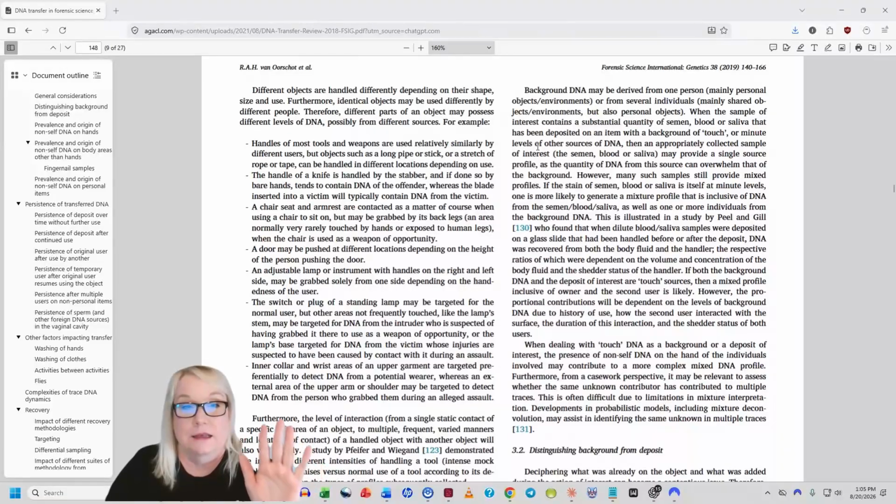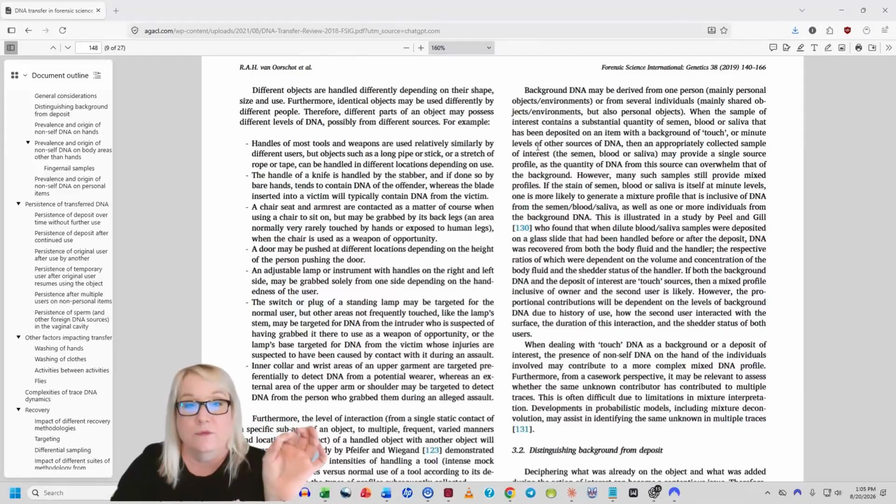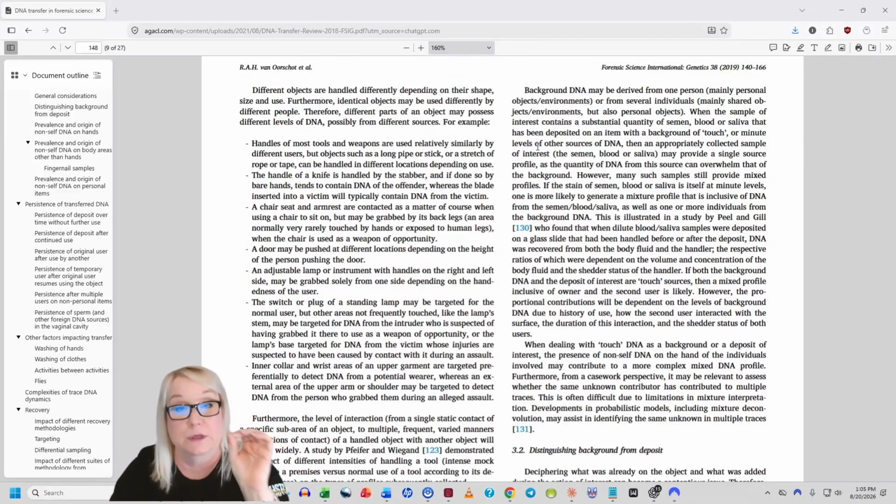All right. Different objects are handled differently depending on their shape, size, and use. Furthermore, identical objects may be used differently by different people. That's true. Have you heard about how many people hold the pencil? And hopefully you can see me this way, or they hold it this way, right? People just even hold a pencil differently. Therefore, different parts of an object may possess different levels of DNA, possibly from different sources.